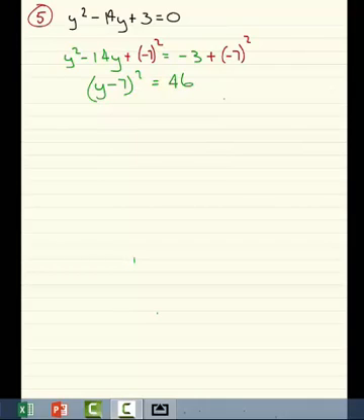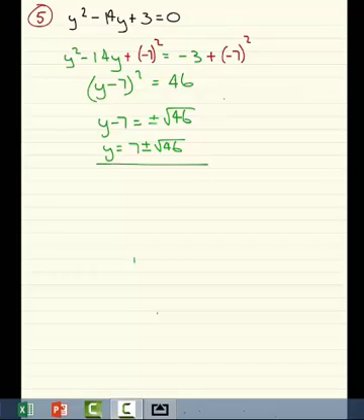So if y minus 7 all squared is equal to 46, then y minus 7 is equal to plus or minus the square root of 46. So y is equal to 7 plus or minus root 46. Now, that's exact answer or surd form. If they wanted it to decimal places, then you would type that into your calculator, 7 plus root 46 or 7 minus root 46.